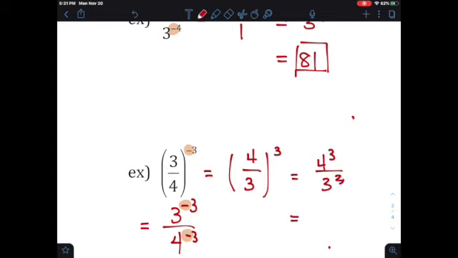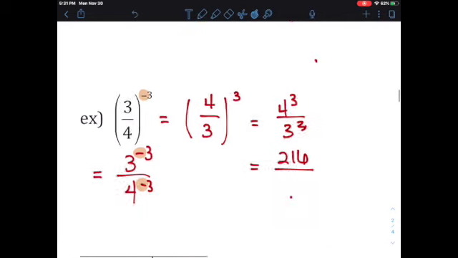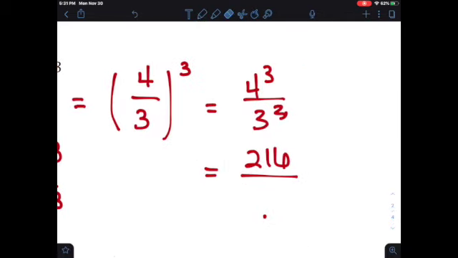4 to the 3rd power is 64. And then 3 to the 3rd power is not 9. Please do not give me 9. I know some of you guys will say, oh, that's 9. No. It's 3 times 3 times 3, so it's going to be 27. And there's your answer.